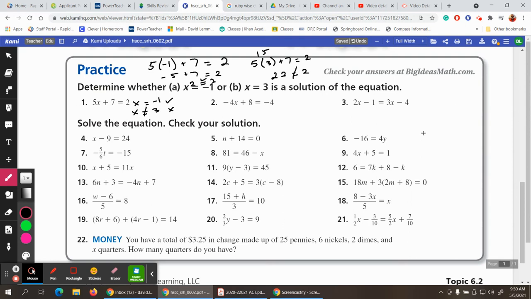So here, what you do with these is that, again, you have to follow your step-by-steps, right? So this one's kind of easy. I just subtract the 14, right? And I get n equals negative 14. That one's kind of easy.